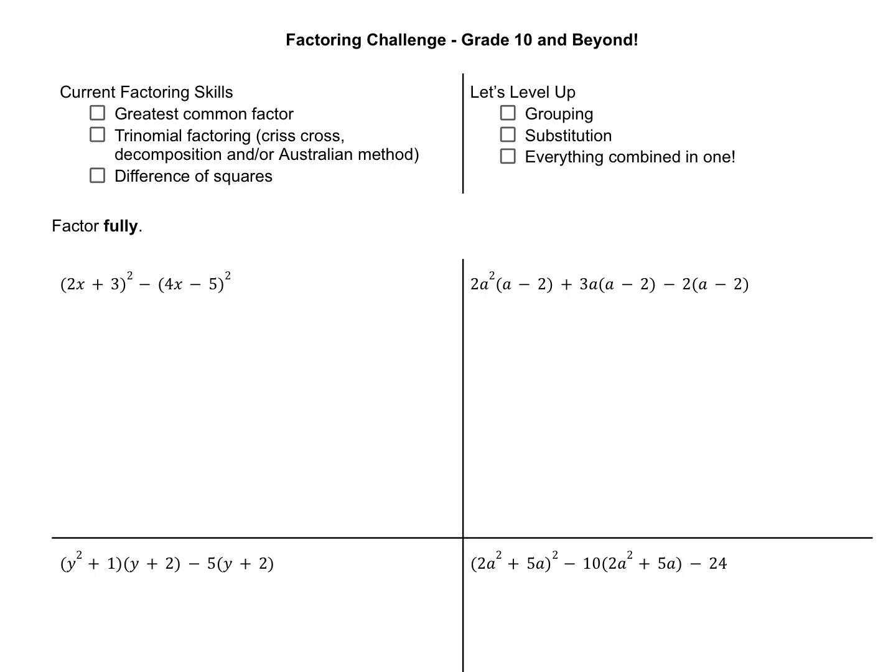In this video, we will be taking our basic factoring skills of greatest common factor, trinomial factoring, and difference of squares and extend it into some sort of grouping or something that involves substitution or combining everything in one big factoring question. So our first factoring question is the following. (2x + 3) all squared minus (4x - 5) all squared.